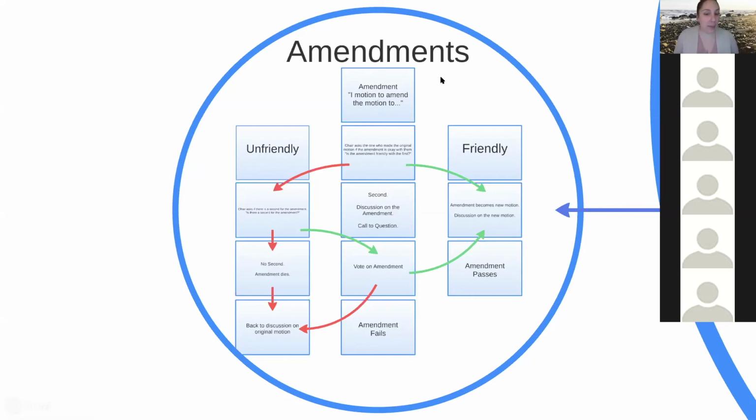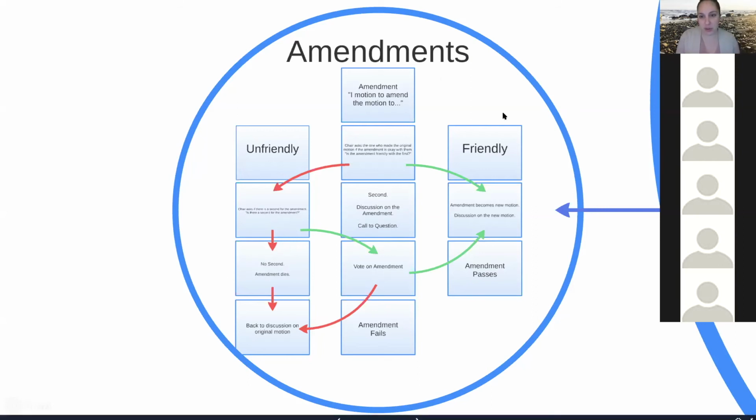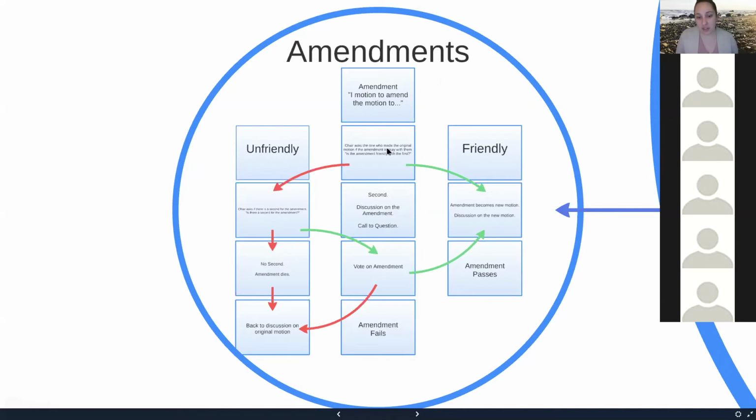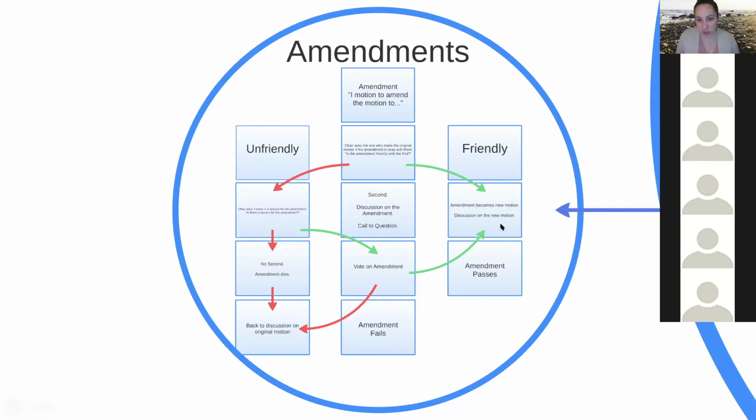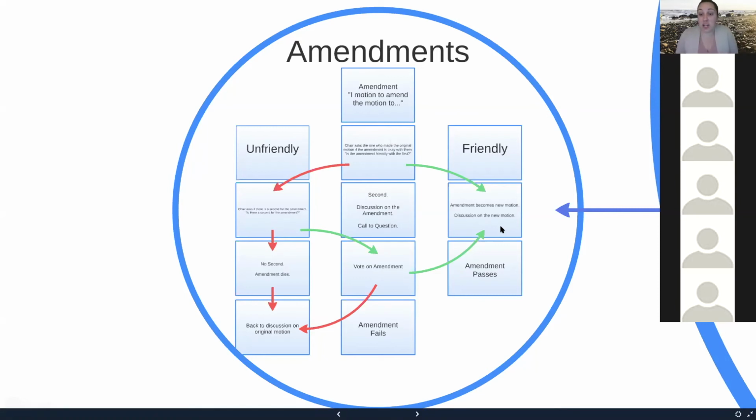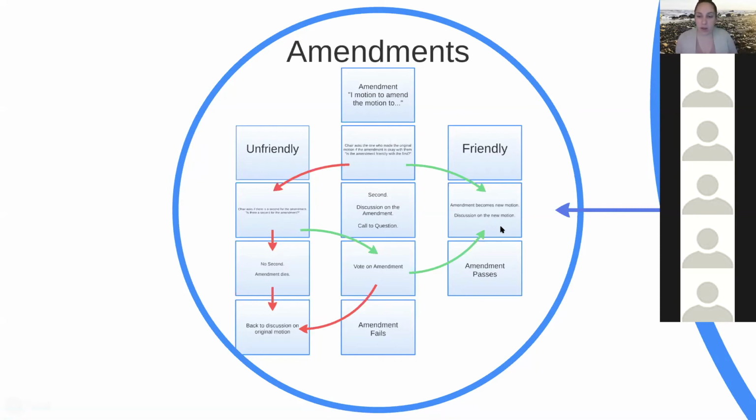And so what's going to happen then is your chair is going to ask, is the amendment friendly with the first? And so we're going to have a couple of different paths that this can take here as well, the same with objections. And so if the amendment is friendly with the first, then we're going to shift to the right here. So you can see where it says friendly here. If it is friendly with the first, then the amendment becomes the new motion. And then you're going to be in discussion on the new motion the same way that you are in discussion on any other motion.